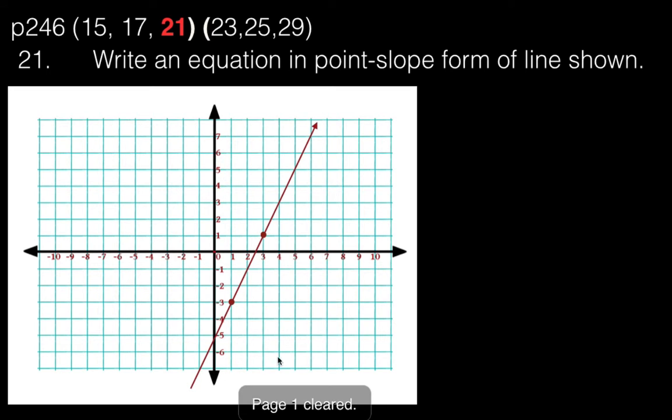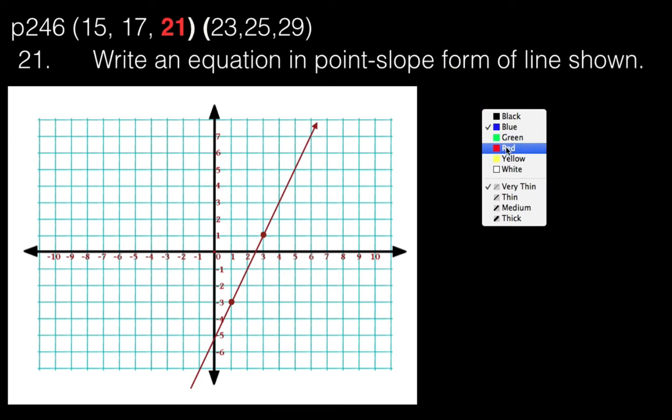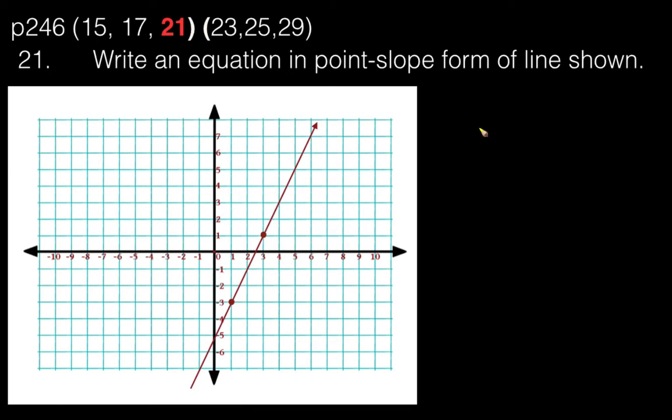Okay, 21. The problem here is write an equation in point-slope form of the line shown. So this is a line, and I'm reversing now. I'm kind of deconstructing my idea that we've been discussing, and instead of drawing the line this time, now I'm actually working backwards and doing the equation. So let me give you a good yellow color here.